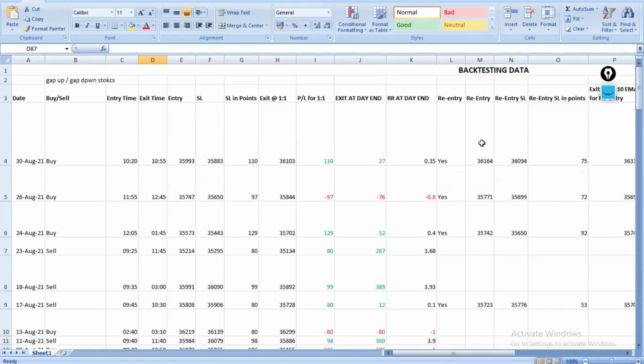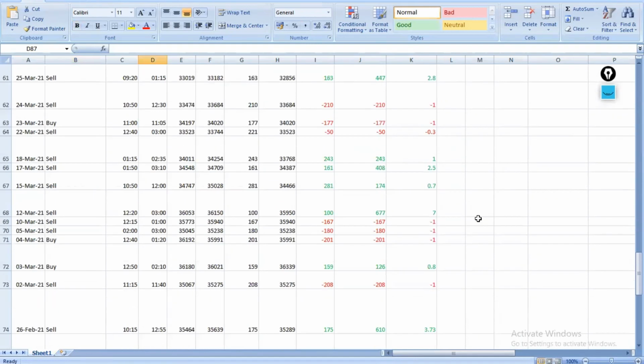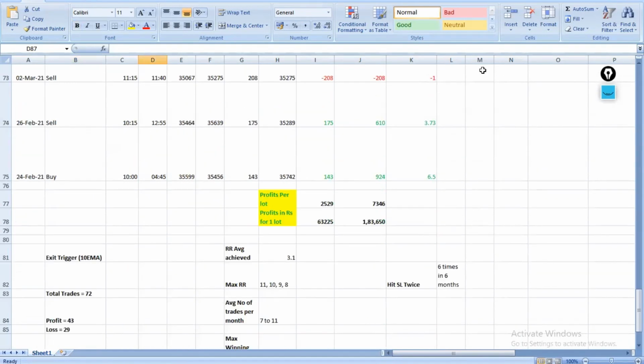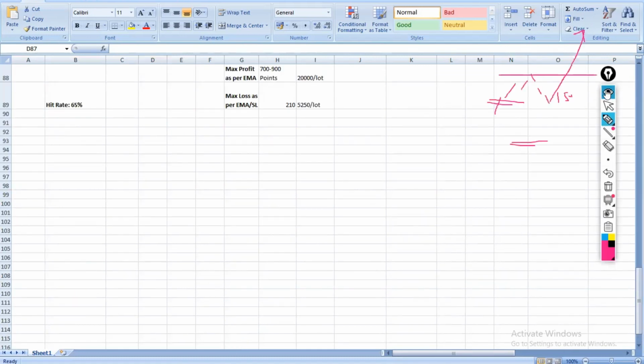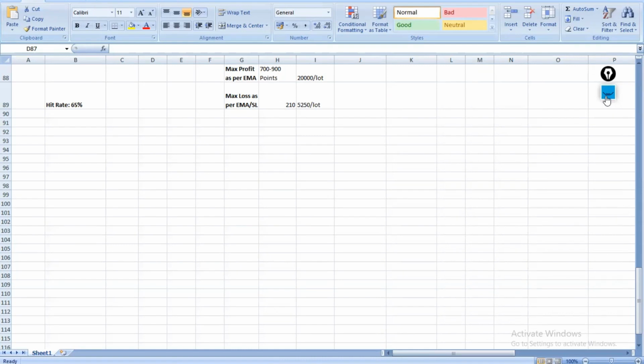Let me see if the re-entry profits have been mentioned at the end of the data. The re-entry profits have not been mentioned in this backtested data, but you've got the point that re-entries are very, very highly probable. The reason is that when the market goes up, the weak hands usually exit in this retracement, and then the big boys start moving the markets higher and higher. This is the main logic behind the re-entry being so strong.